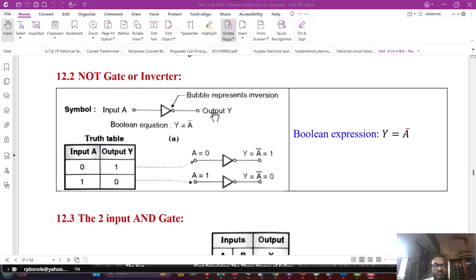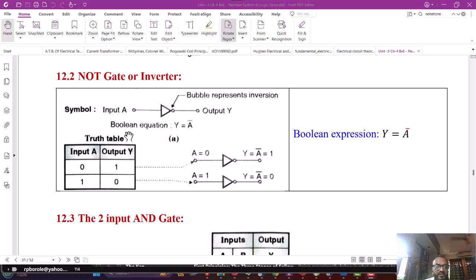The input and output both are logical, meaning digital, so they have only two states. The Boolean expression of the output is given here: Y is equal to A bar, or A complement. The truth table which relates the operation of the gate is shown here. A truth table basically lists all the conditions of input and the corresponding state of output.